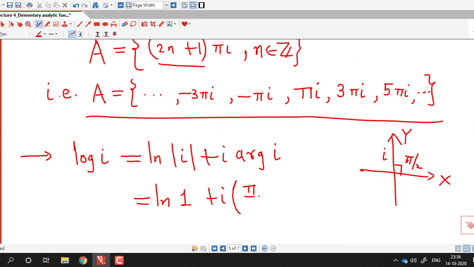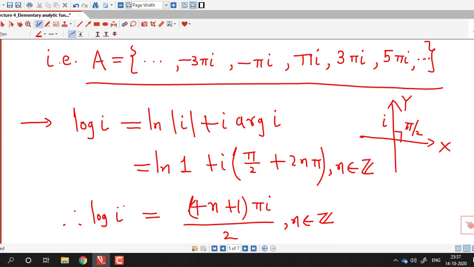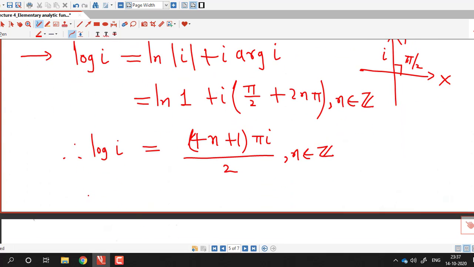So here I can write this as pi by 2 plus 2n pi, n belongs to Z. Now log 1 is 0, and this we can rewrite, if we take the LCM, as (4n plus 1) into pi I divided by 2, n belongs to Z. So this is log I. Therefore, if we multiply both sides by 2, we have 2 log I equal to (4n plus 1) pi into I, n is any integer.